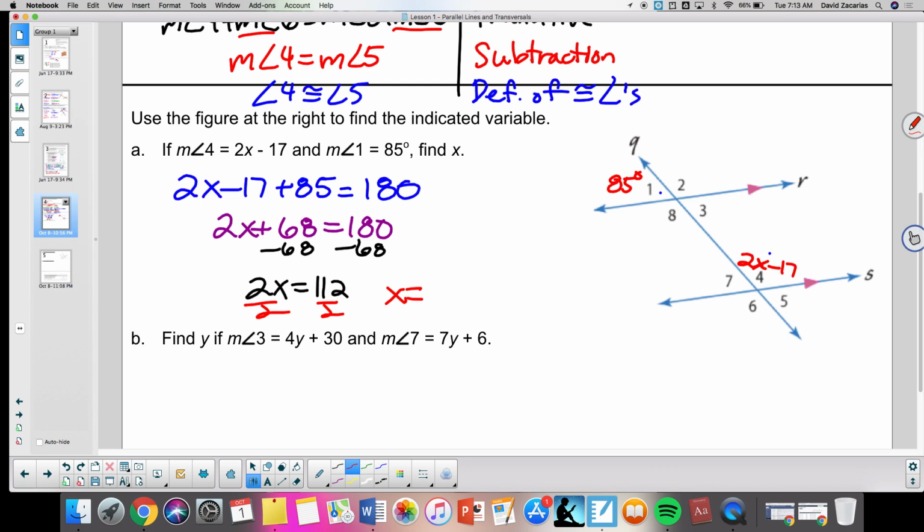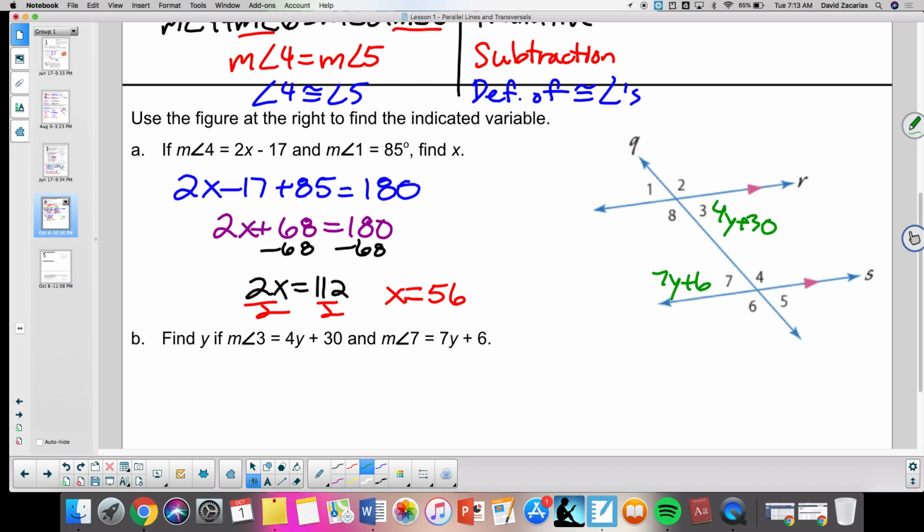X equals 56. It's always good to check your work too. So if you plug 56 back in, you get 112 minus 17, which is 95. And 95 and 85 make 180. For the next one, you have angle 3. If angle 3 is 4y plus 30, and angle 7 is 7y plus 6.